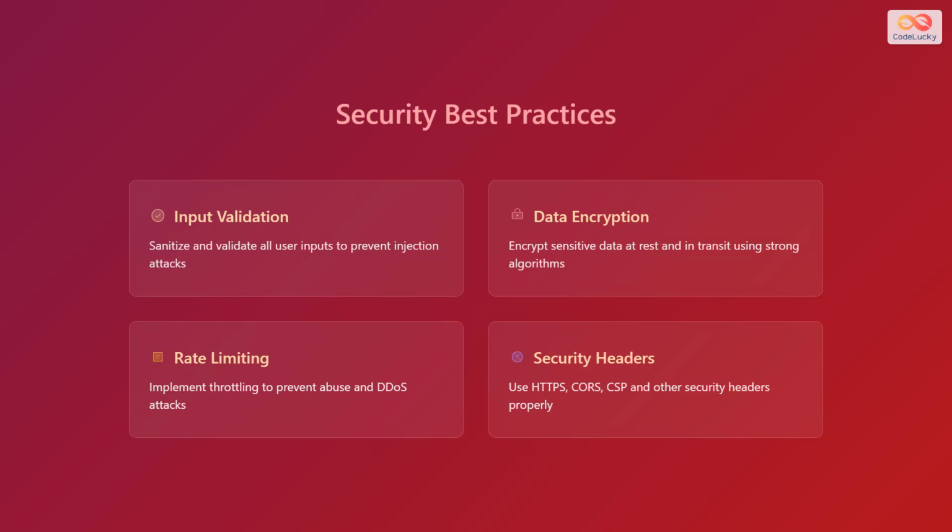To build secure systems, we should adhere to several best practices. Firstly, it is important to sanitize and validate all user inputs to prevent injection attacks. Secondly, encrypt sensitive data both when it is stored and when it is being transmitted. Thirdly, implement rate limiting to prevent abuse and distributed denial of service, or DDoS attacks. Lastly, it is crucial to use Hypertext Transfer Protocol Secure, or HTTPS, Cross-Origin Resource Sharing, or CORS, Content Security Policy, or CSP, and other security headers properly to protect against various threats.